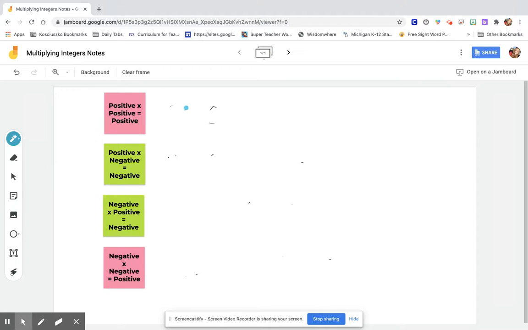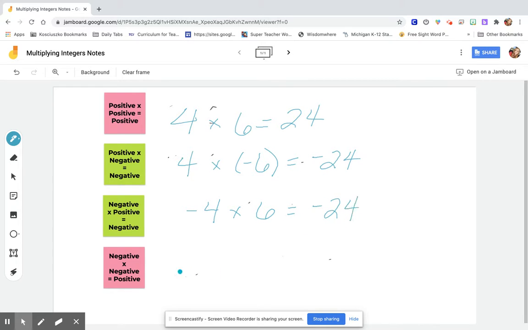Okay. So positive 4 times 6 equals positive 24. Positive 4 times a negative 6 is going to give me a negative 24. A negative 4 times a positive 6 is going to give me a negative 24. And a negative 4 times negative 6 is going to give me a positive 24.